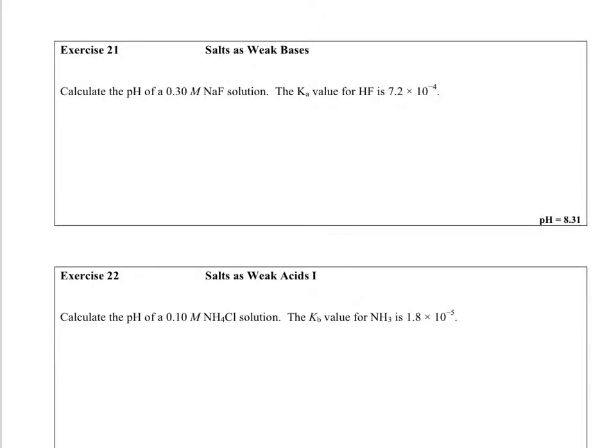Okay, starting on exercise 21, we're going to try to calculate the pH of a salt solution. So we have NaF, right, a salt, NaF. Where did it come from? The Na came from NaOH, which I know is a strong base, and the F minus came from HF, which I know is a weak acid. So strong base, weak acid, pH greater than 7. But they want me to calculate exactly what it is.